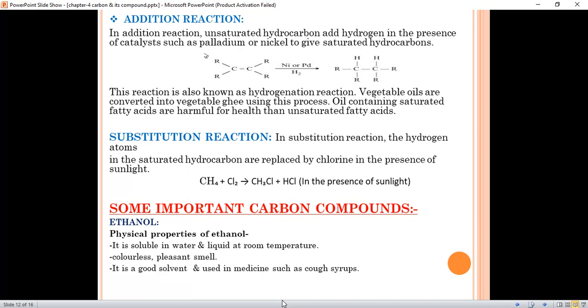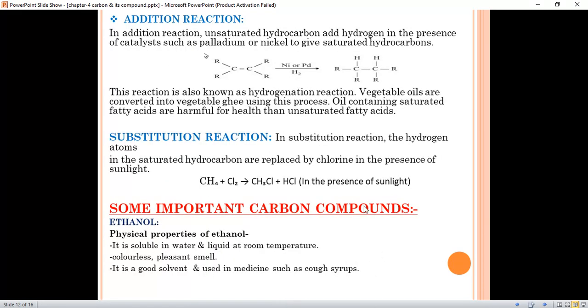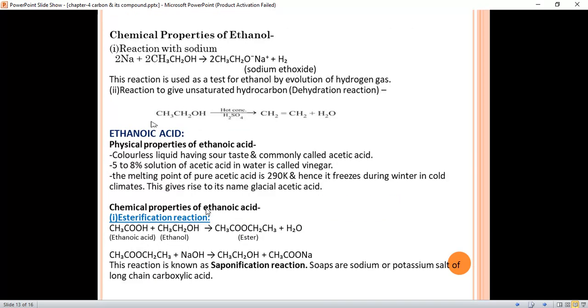This reaction is also known as hydrogenation reaction. Next reaction was substitution reaction. In substitution reaction, a hydrogen atom is substituted by chlorine in the presence of sunlight. Next topic was some important carbon compounds. In this we have read about ethanol and ethanoic acid. Ethanol's physical properties: it is soluble in water, liquid at room temperature, colorless, a good solvent, and used in medicine. Chemical properties: it reacts with sodium to give us sodium ethoxide and liberates hydrogen gas. Next reaction is to give unsaturated hydrocarbon, or dehydration reaction.